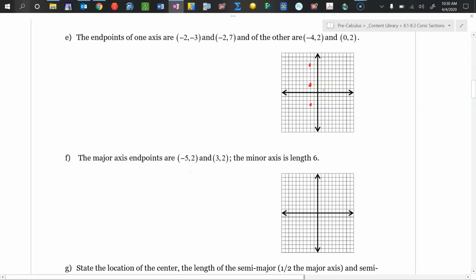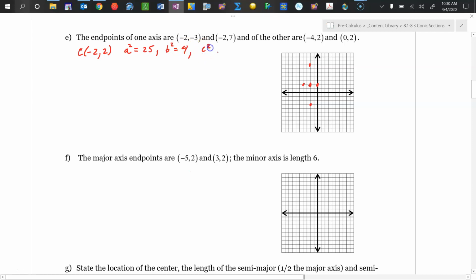The endpoints of the other axis are -4, +2, and 0, 2. So we can see just by looking at the points we plotted that this ellipse has a center at -2, +2. We can see that the distance from the center to one endpoint of the major axis is 1, 2, 3, 4, 5. So a is 5, so a squared is equal to 25. We can see that the distance from the center to one endpoint of the minor axis is 2. So b is 2, or b squared is equal to 4.